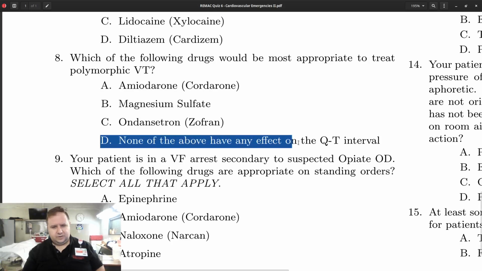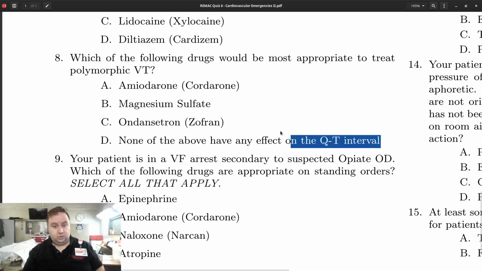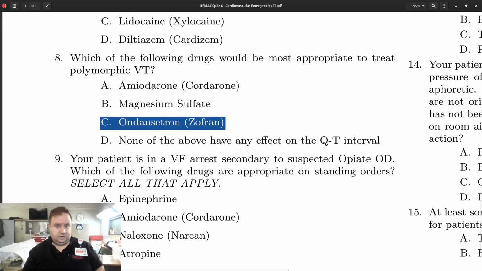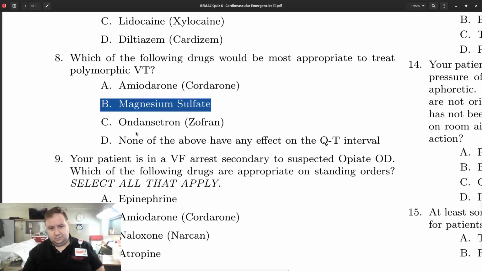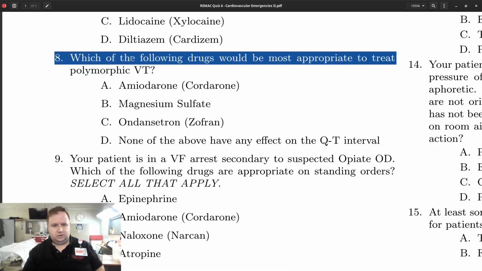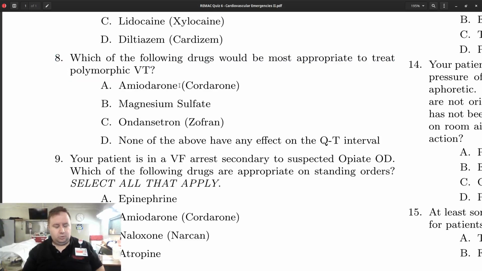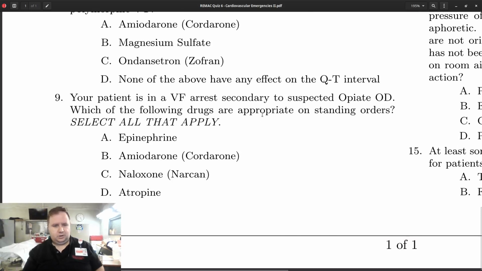We're looking for a drug that shortens the QT interval, and we're looking to avoid drugs that prolong it. So Zofran lengthens the QT. Amio lengthens the QT. Mag sulfate, in contrast, shortens the QT. And so, therefore, mag sulfate is the most appropriate drug to treat polymorphic v-tac. Amiodarone should not be given for polymorphic v-tac. It shouldn't be given. It's dangerous. You are, in a sense, pushing the patient further into that arrhythmia if you give amio.